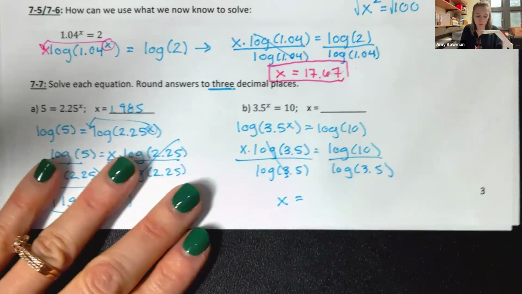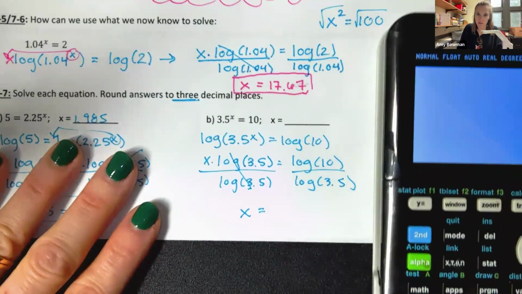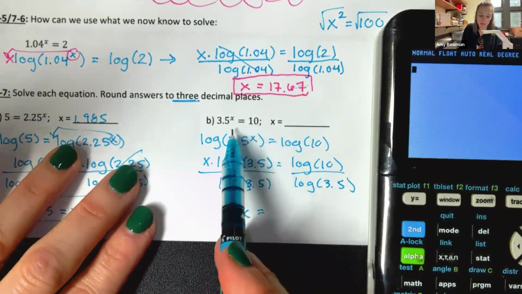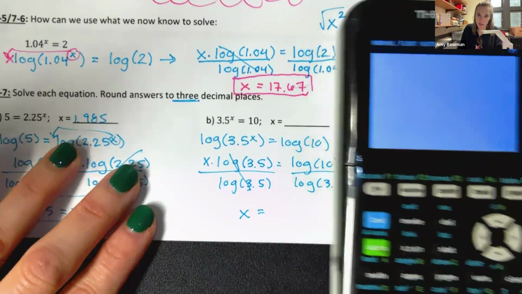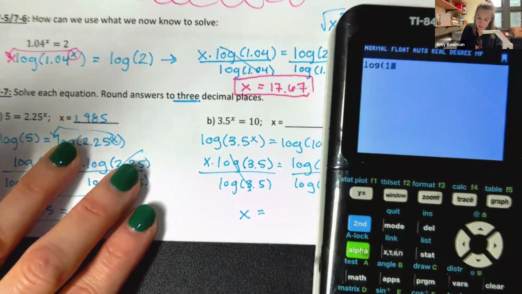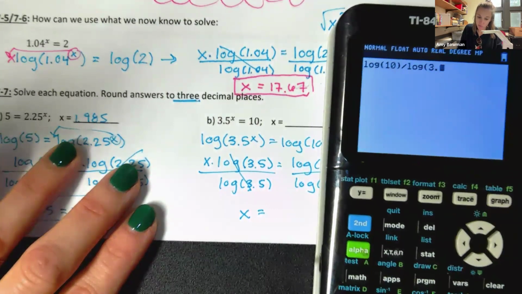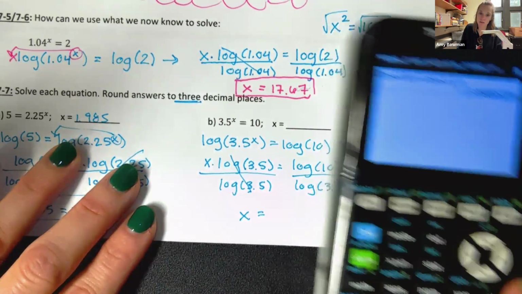Okay. Hopefully you guys are at least most of the way through this problem. Apply log to both sides. X comes down, divide both sides by log of 3.5. And you should end up with what? Log of 10 divided by log of 3.5, about 1.838.